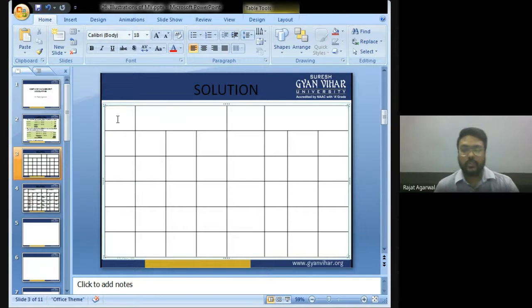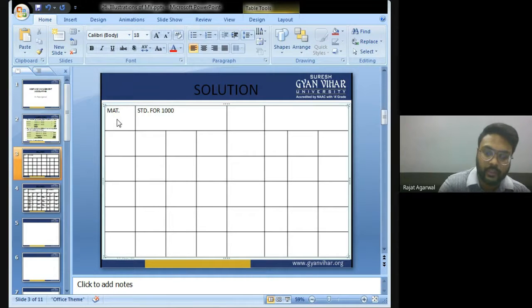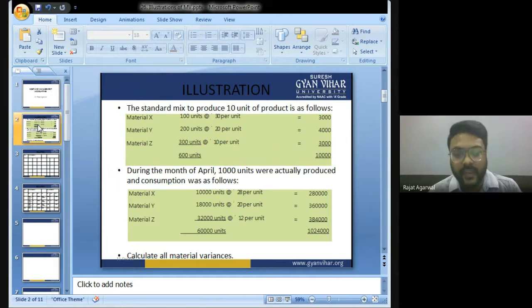So, students, now you all know we have done many illustrations. First of all, we are going to write material, then standard for 1000 units. Why standard for 1000 units? We have taken the standard on 1000 units because actual is also given on 1000 units. We will take the standard at the level of actual so that we can compare standard and actual. Comparison can be done when actual and standard are both at the same level.